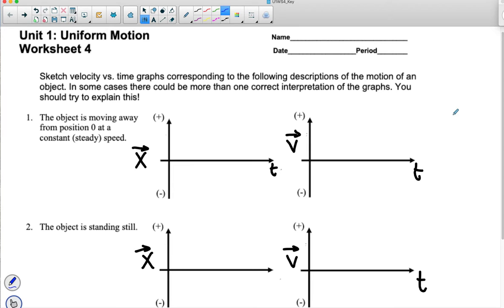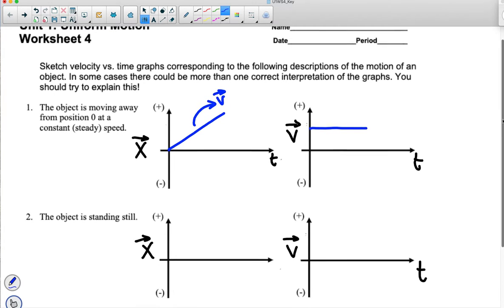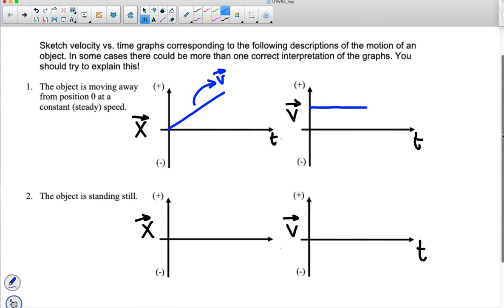So the most common answer people would do is they'd start at 0 and have a positive constant slope over here, which suggests it's a positive constant velocity. Remember that the slope of the line represents the average velocity for the time interval. So positive constant slope, positive constant velocity. Now there's another way that we could do this, and I'll come back around to these at the end and discuss alternative ways that we could answer these same questions.